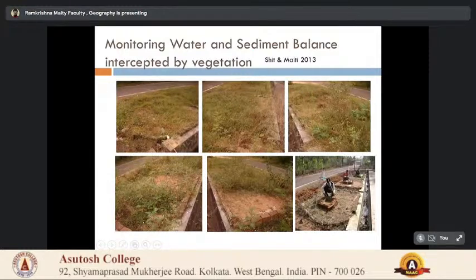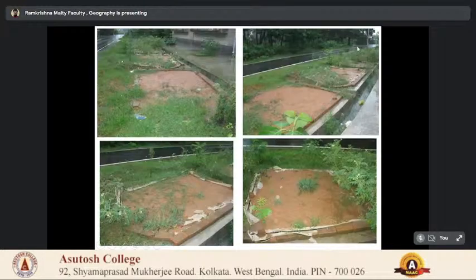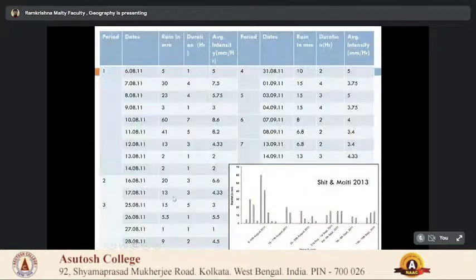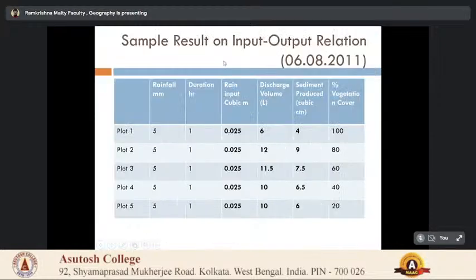Somewhere there is 20% vegetation, somewhere 40% vegetation, somewhere 60%, 80% and 100% vegetation. So in this way, the vegetation cover changes. Vegetation cover changed and we monitored it, we maintained it. And we monitored the rains of those days. At least 24 days of rainfall were monitored. Their total amount and duration was recorded with a rain gauge, and their average intensity was calculated.